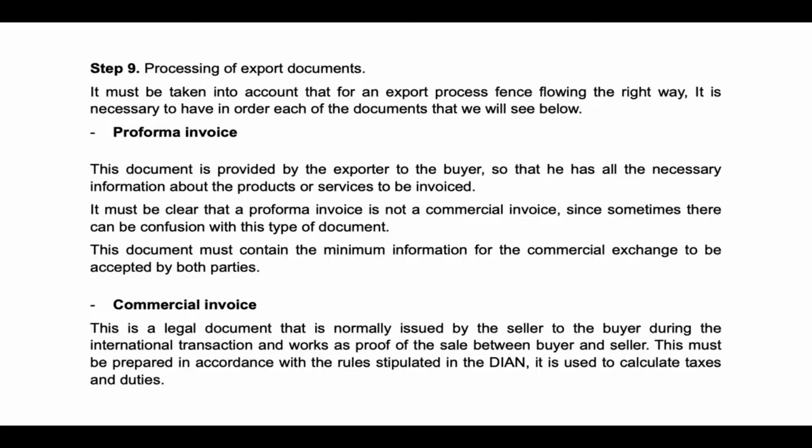This document must contain the minimum information for the commercial exchange to be accepted by both parties. Commercial invoice. This is a legal document that is normally submitted by the seller to the buyer during the international transaction and works as proof of the sale between buyer and seller. This must be prepared in accordance with the rules stipulated by the DIAN. It is used to calculate taxes and duties.